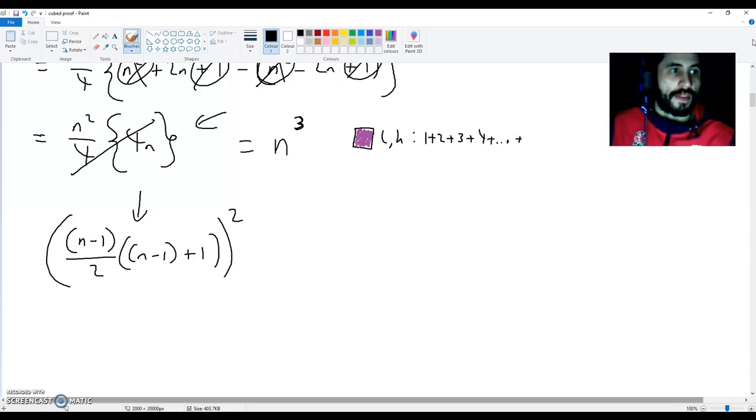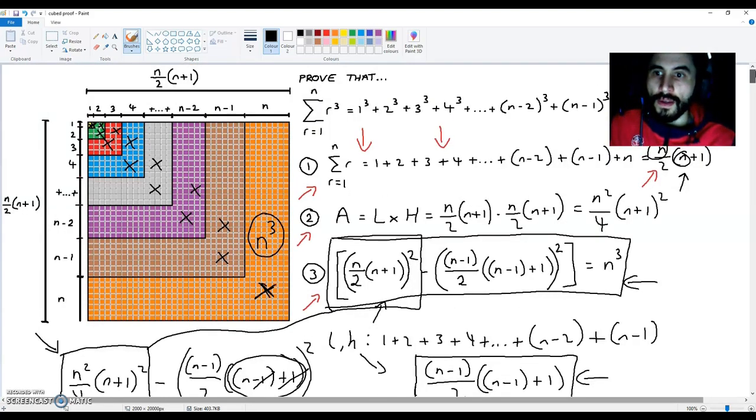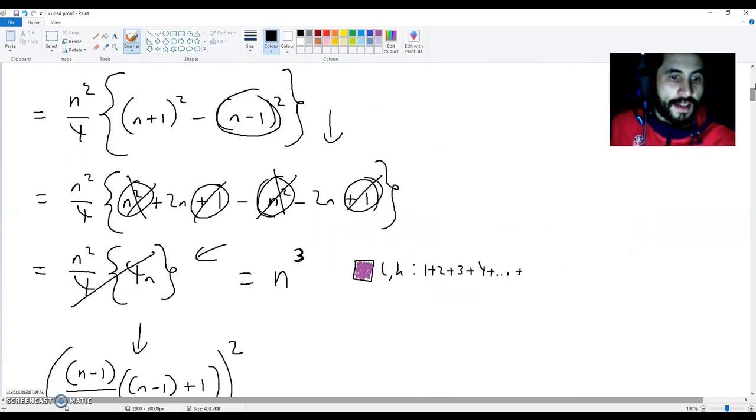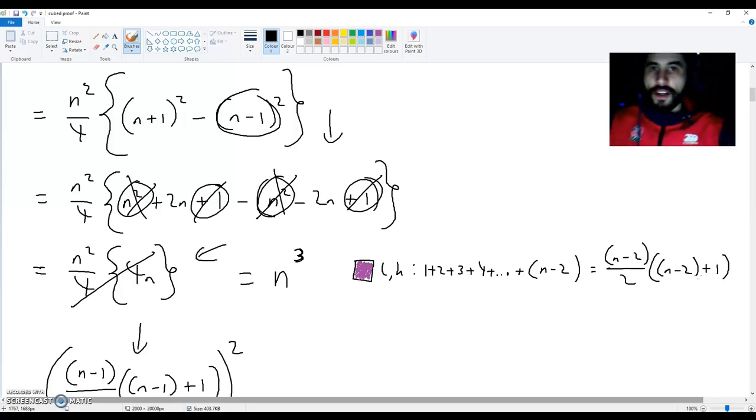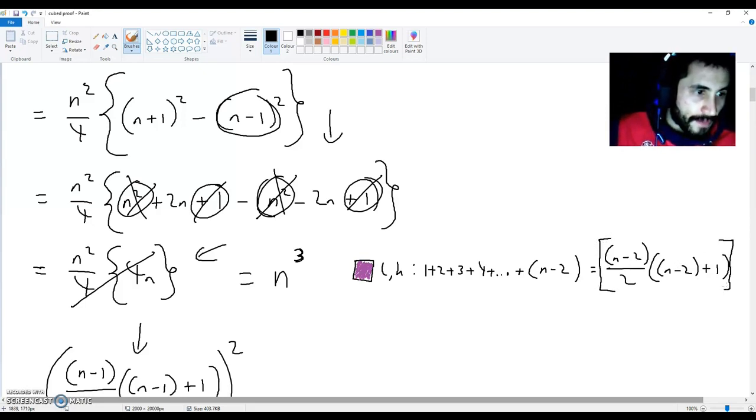Okay, plus, let me just check one more time, n-2. Okay, and according to summation rules, this is equal to (n-2)/2 multiplied by (n-2 plus 1) in brackets, okay? So the area of that purple square is going to be this, alright, squared, because we are multiplying the length by the height.